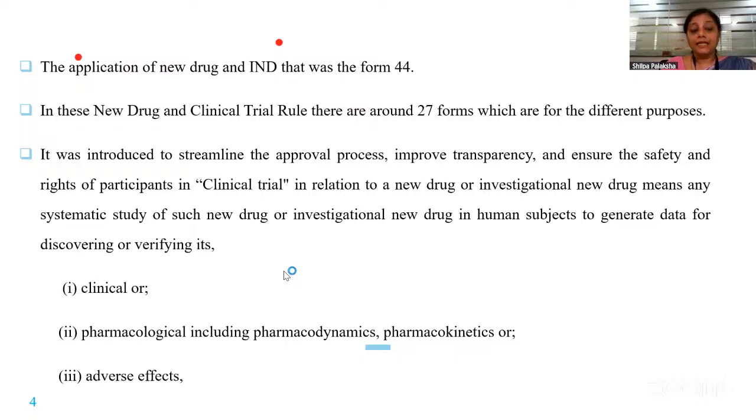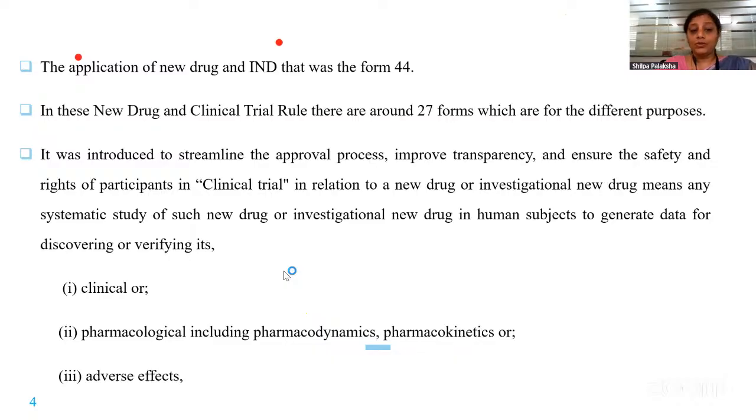And in this new drug clinical trial rule, basically there was a rule, Schedule Y, which would tell us about the trials. And in the year 2018, some new rules were formed, which we call the New Drugs and Clinical Trials Rules. And this says that there are around 27 forms which have to be filled for different purposes where we are filing an application for the new drug trial.